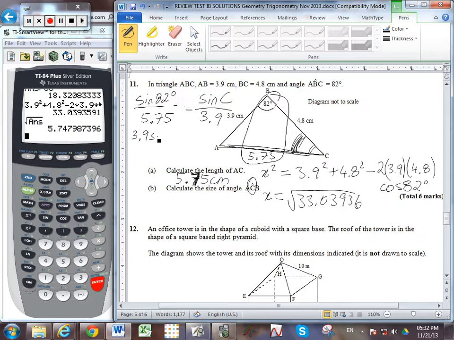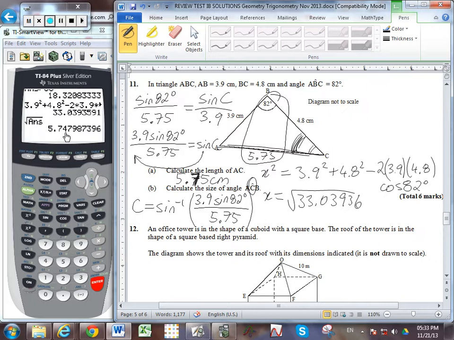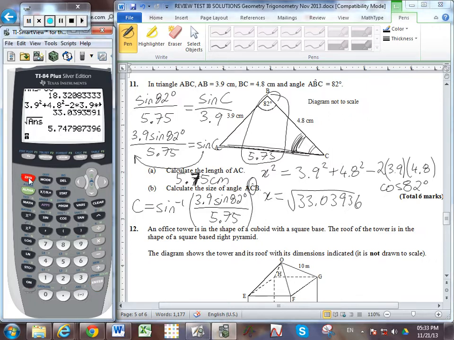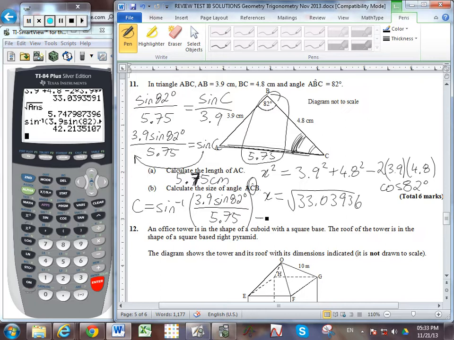Let's cross multiply and then divide both sides by 5.75 to get the sine of C alone. So in order to get C alone, I'm going to need to take the sine inverse. Move the sine across, it becomes the sine inverse of all this stuff. 3.9 sine of 82 degrees divided by 5.75. Now 5.75 is actually an approximate amount, so I'm going to be able to call it my answer of the exact amount. Here we go. The sine inverse of 3.9 sine of 82 divided by, so notice how I closed the brackets on the 82, divided by my answer from before, which is a more accurate version of 5.75. And I get 42.2, and of course this is in degrees, 42.2 degrees.